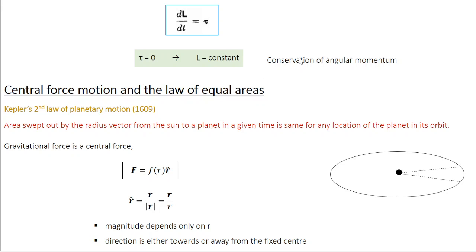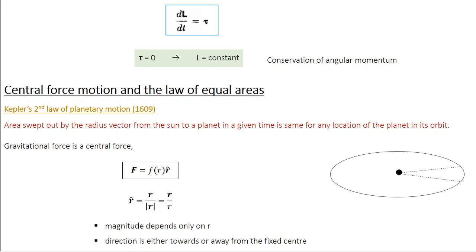Now conservation of angular momentum is a very important aspect when you analyze central force motions. If you recollect, most of the important forces which we encounter in the universe are central forces, like electromagnetic force or gravitational force. And it's particularly important in the study of planetary motion because planets move completely under the influence of a gravitational force field, which happens to be a central force field.